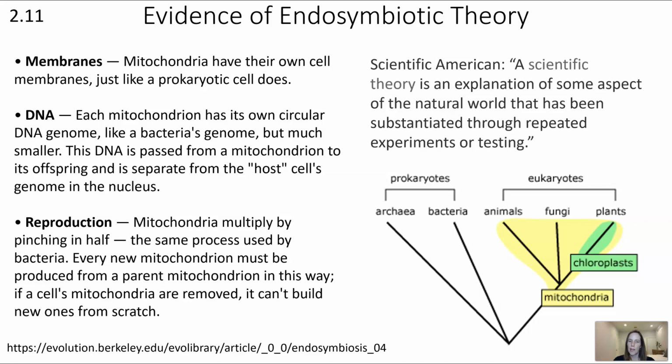Finally, another piece of evidence supporting this theory is reproduction, that mitochondria multiply in the same way as bacteria do, and chloroplasts as well. So each mitochondria, in order to make a new mitochondria, it has to come from an old mitochondria. Just like in cell theory, that all new cells come from old cells. So mitochondria cannot be produced by a cell. They have to come from other mitochondria. And so that's another piece of evidence supporting the endosymbiotic theory.